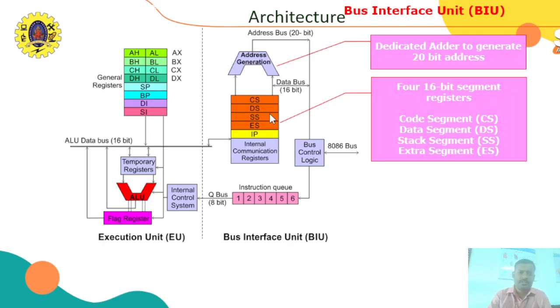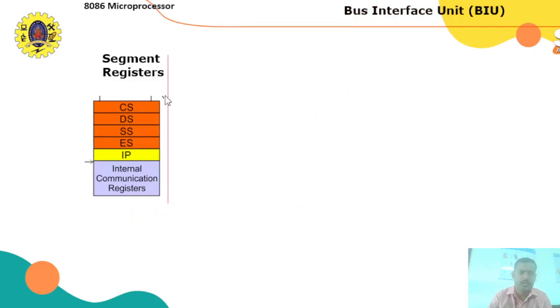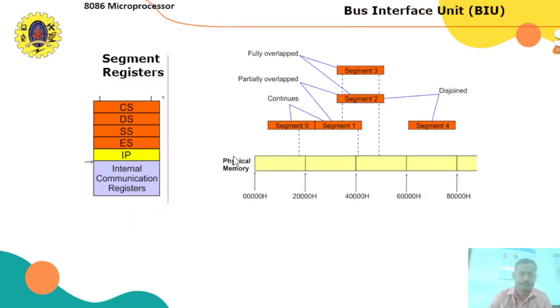Look at this. This is the address generation logic. The dedicated address generator generates a 20-bit address: the segment register multiplied by hexadecimal 10, plus the offset register. Look at these 4 segment registers: code segment CS, data segment DS, stack segment SS, and extra segment ES. Now look at the segment register details.